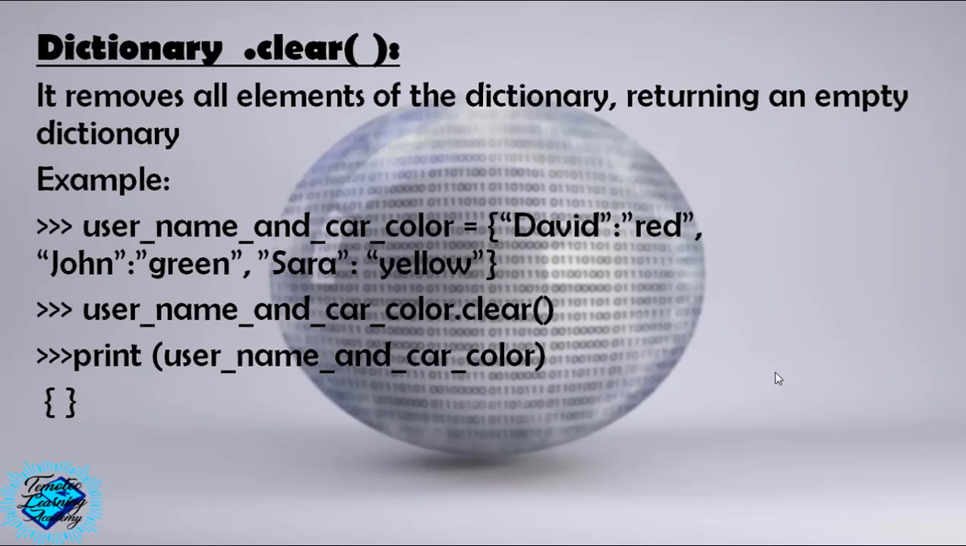Dictionary.clear method will remove all elements of the dictionary, returning an empty dictionary. Example: username and car color David red, John green, Sarah yellow. username_and_car_color.clear(). Print username and car color. We will get an empty dictionary: {}.